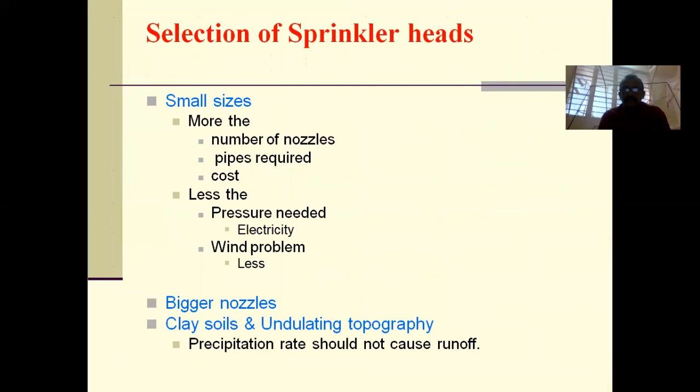In clay soils and undulating topography, the precipitation rate should be considered. If the precipitation rate of the sprinklers is more, then it may cause runoff. So precipitation rate should not cause runoff. In such a way, the sprinkler heads should be selected.